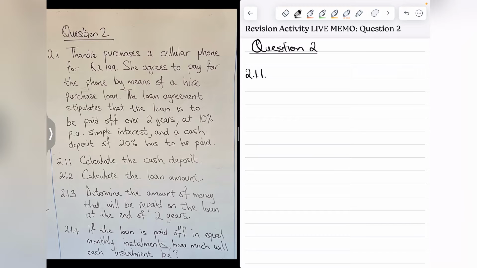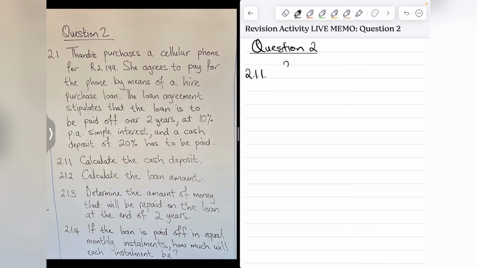So 2.1.1 is asking us to calculate the cash deposit. So the cash deposit here is not 10%. Okay, it is the one that says 20%. A cash deposit of 20% has to be paid of what? Of the cellular phone's cost price, or selling price rather.